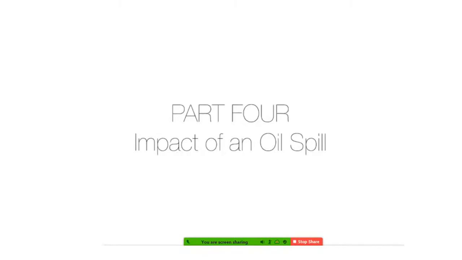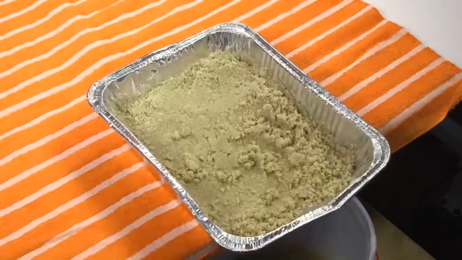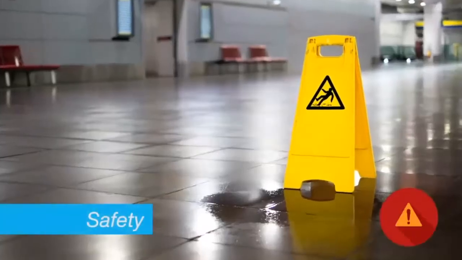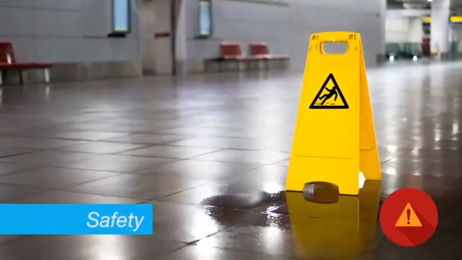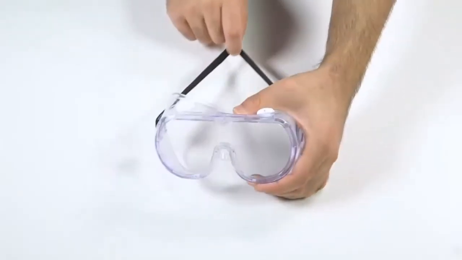Part 4. Impact of an oil spill. Students will place the stream table on a terry cloth towel or layer of paper towels. Make sure students are careful of the slipping hazard created by spilled water. Students will put on their goggles.